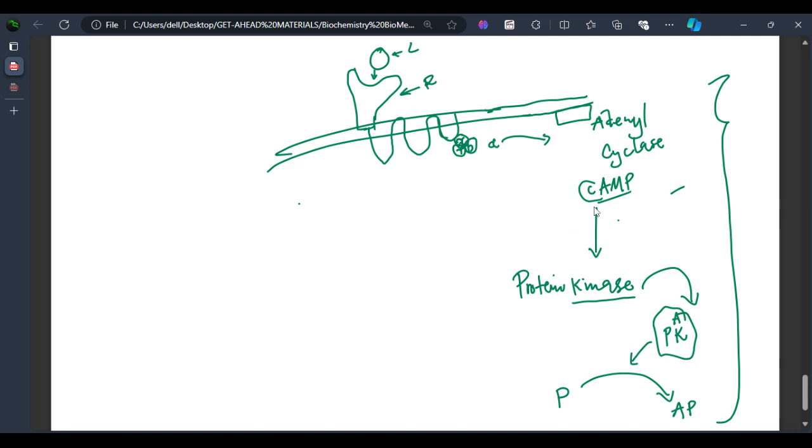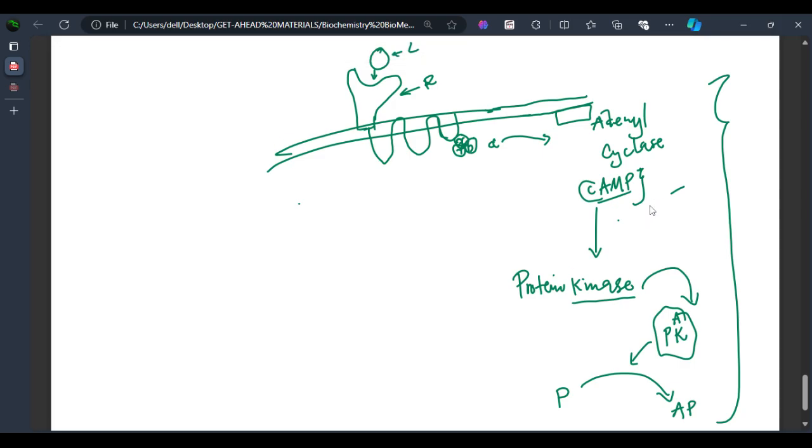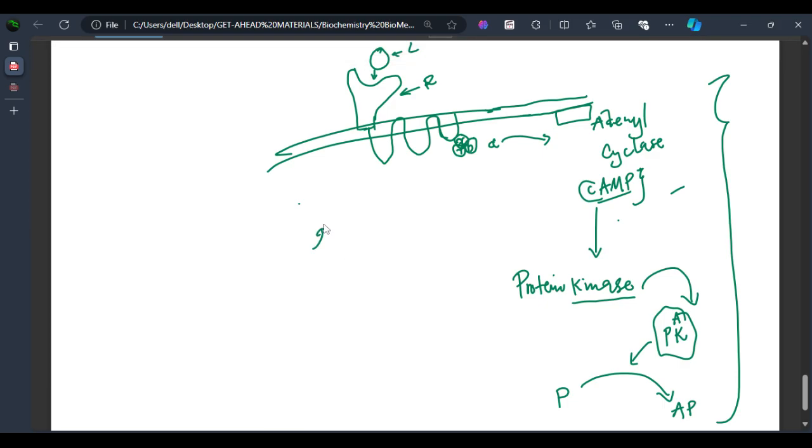So this is the mechanism in which cyclic AMP, for example, acts through the G coupled receptor system. What I've just explained here is just a brief overview of G coupled receptors, and in case you're asked about cAMP, this is basically what you need to explain. A perfect example, if you are being asked for cAMP, is its role in glycogen metabolism, in terms of glycogenesis and glycogenolysis.